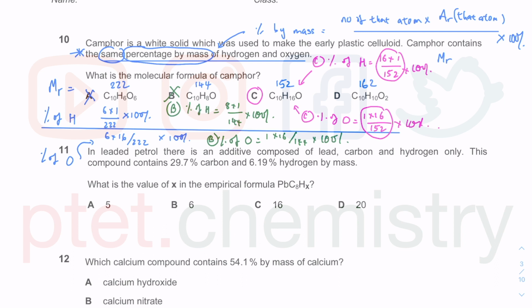So without actually pressing my calculator, I can see that they must be equal, which means D must not be the answer. As you could see, 10 times 1 is 10 on top, 2 times 16 is 32 on top for the oxygen. So 32 and 10 are not equal. You want the same percentage by mass there.